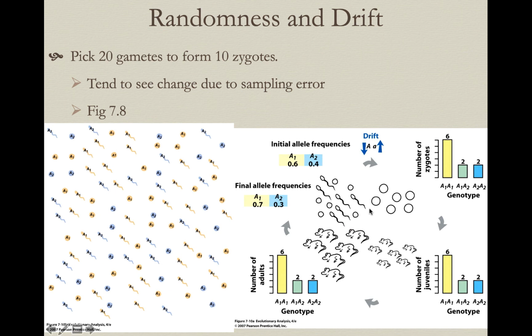The reason for this can easily be explained simply because you didn't pick very many. You just picked 20 gametes to form 10 individuals. That's a small number, and it's not surprising that you're going to get some deviations from the expectation of it being the same, but not evolving.